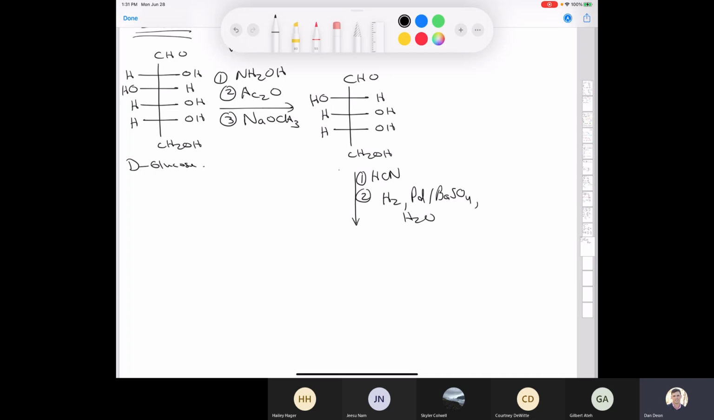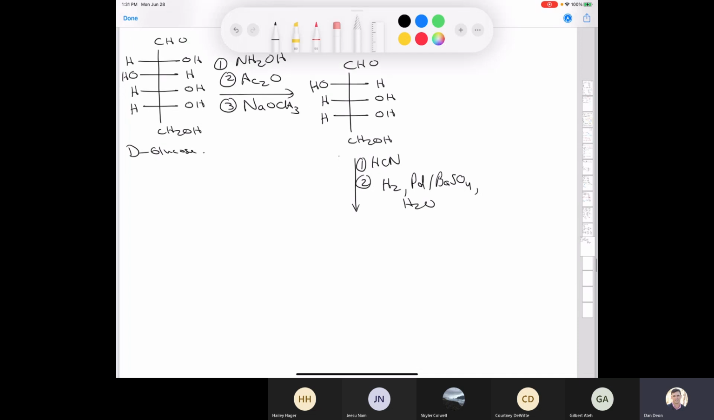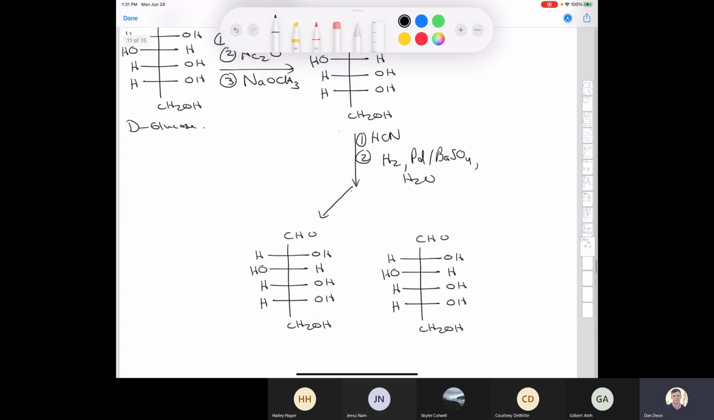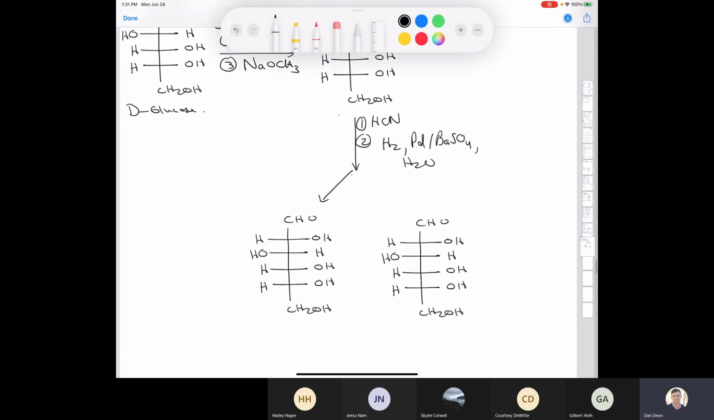And what are we going to end up with? We're going to end up with the original molecule, aren't we? We're going to end up with D-glucose again. And then we're also going to end up with the C2 epimer. Because remember, when you do the chain lengthening process, you're going to add a carbon in the stereocenter. It's going to be racemized.